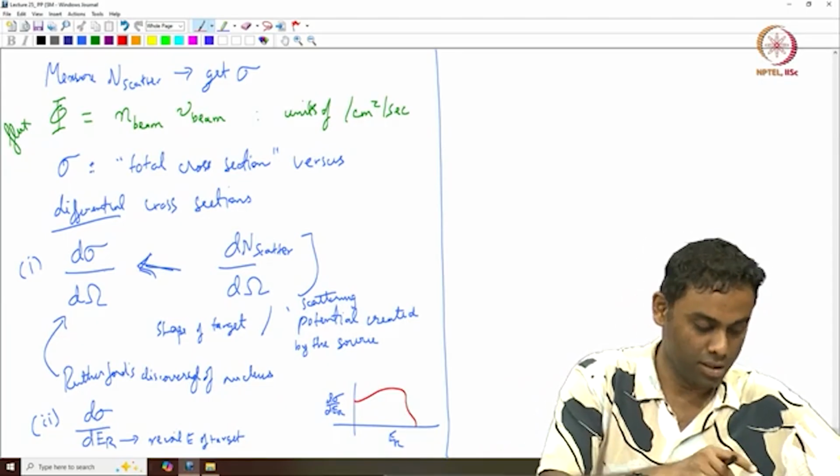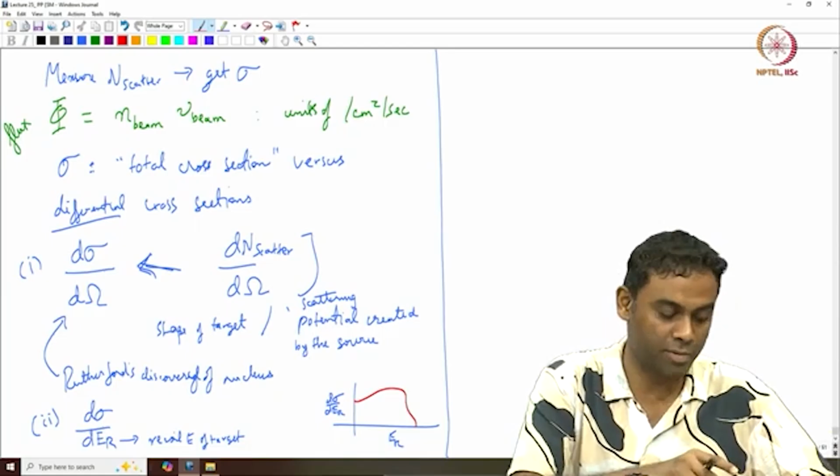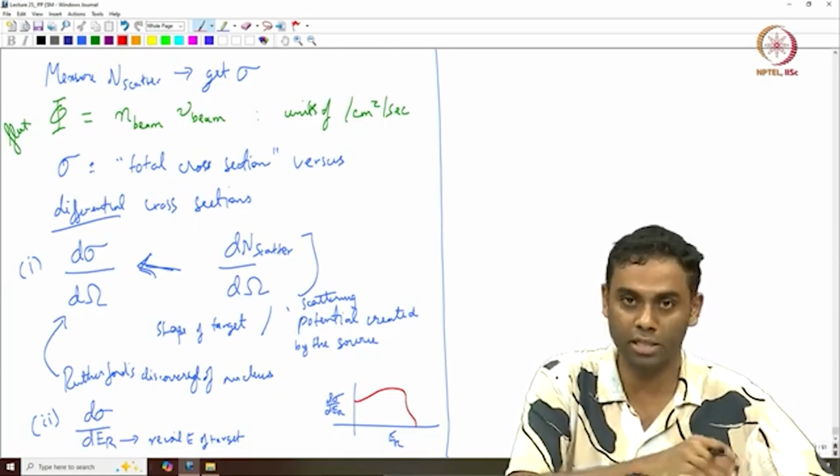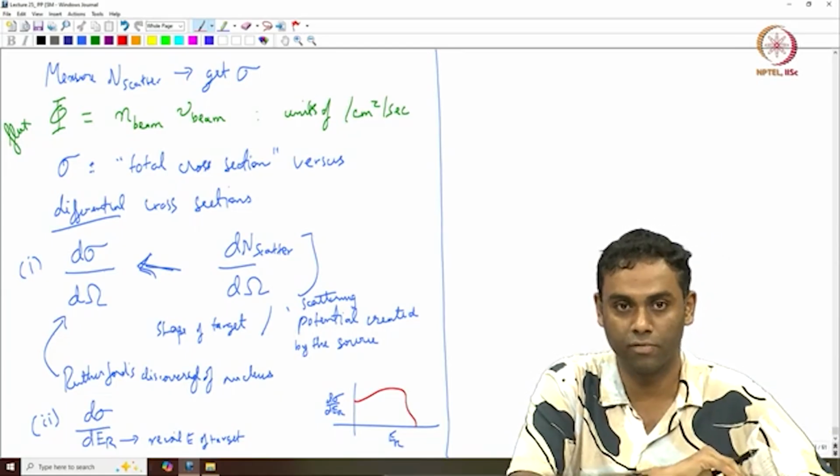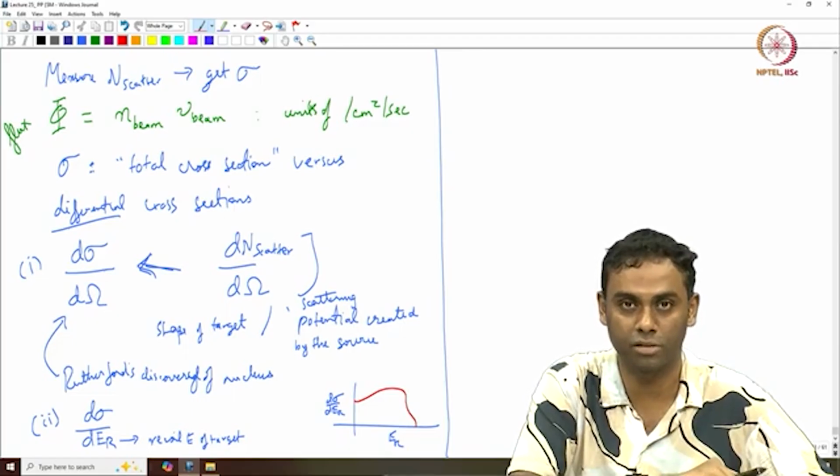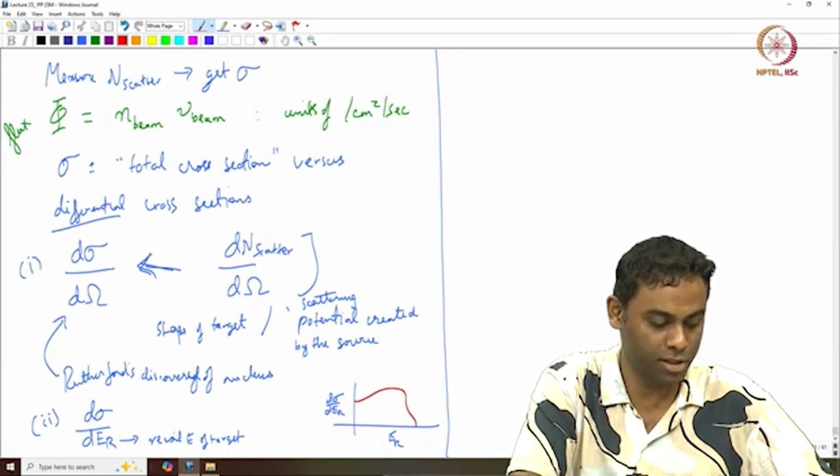So this is what particle physicists, experimentalists do all the time. At the end of the day, they are studying all these differential rates, which is secretly differential cross sections, okay, with respect to any observable.